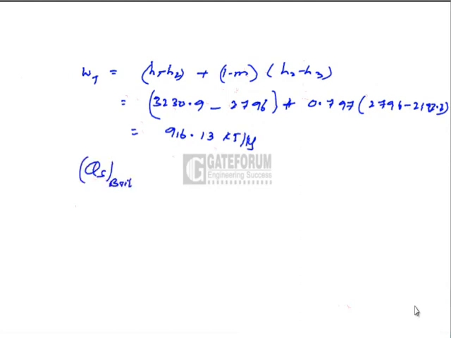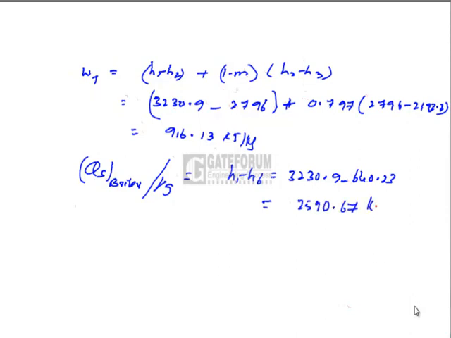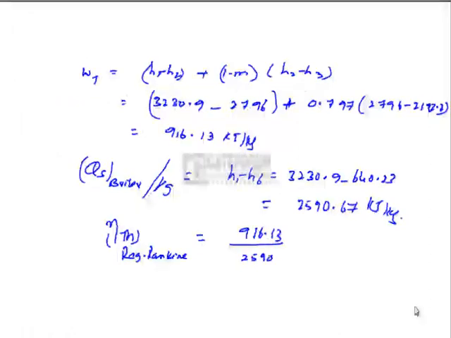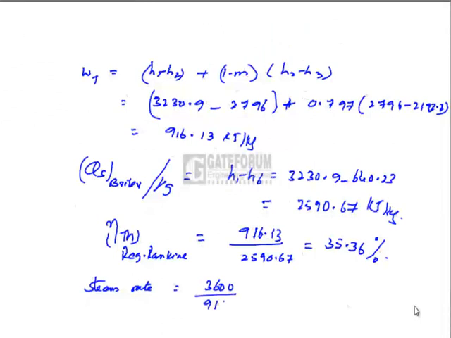Heat supplied in the boiler per kg of steam, that is H1 minus H6, is calculated as 2590.67 kilojoule per kg. Therefore, thermal efficiency of the regenerative Rankine cycle, neglecting pump work, is net work output of the turbine divided by heat supplied in the boiler. This results in 35.36%. Steam rate can be calculated as 3600 divided by net work output of the turbine. This gives 3.93 kg of steam to produce 1 kilowatt hour of work.